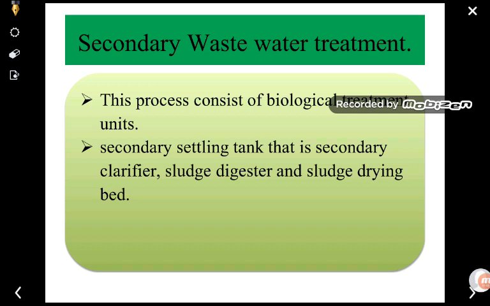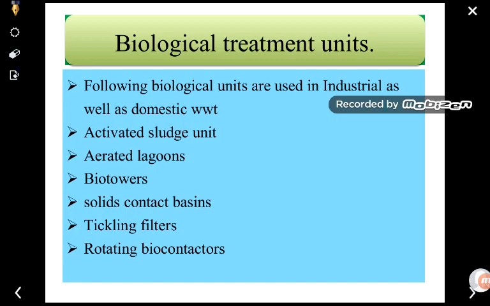You know that the secondary wastewater treatment process consists of the biological treatment units, settling tank, that is secondary clarifier, sludge digester, sludge drying bed, etc. Now coming to the main topic, that is the biological treatment unit.